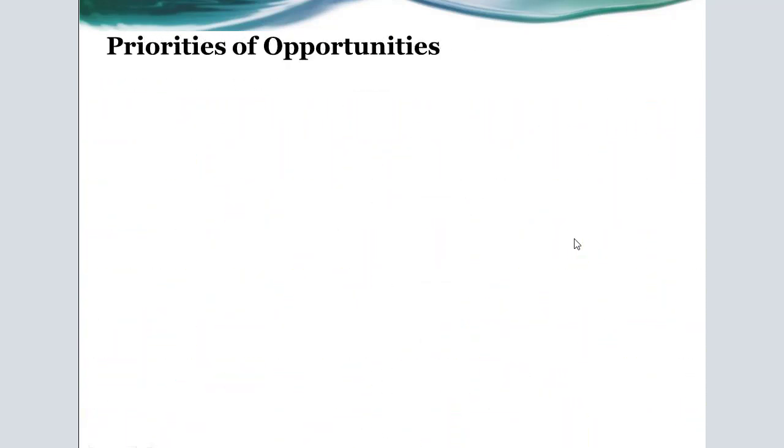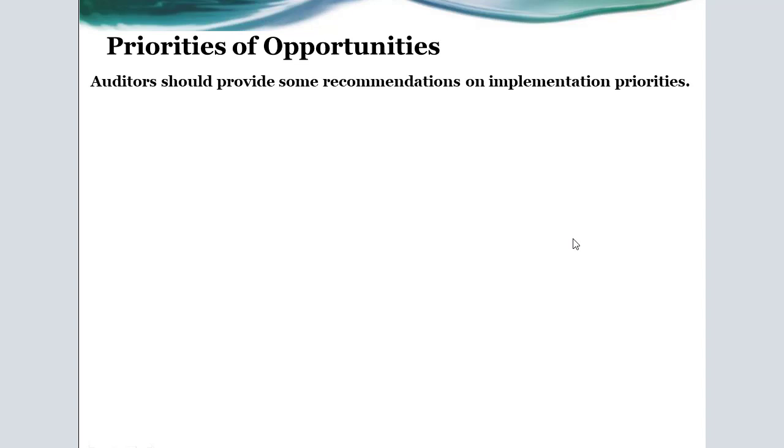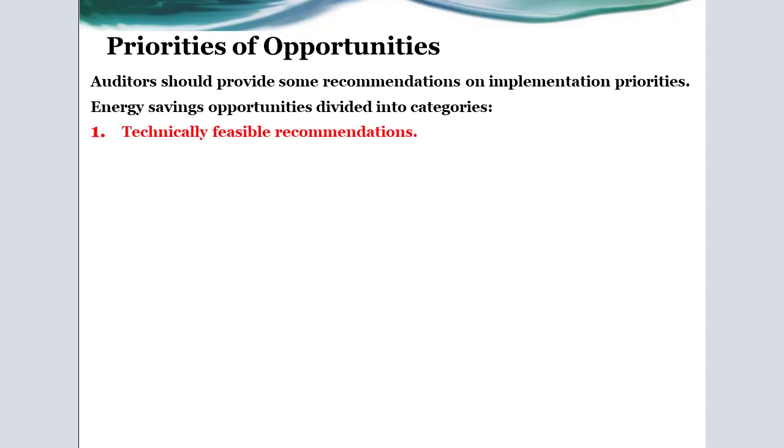Okay. Now for the priority of implementing the opportunities. The energy auditor must provide the organization or the facility management with his recommendation about what is the best priority for implementation. This recommendation about the energy saving can be divided into two main categories. First one, technical feasible recommendation, and economical feasible recommendation.